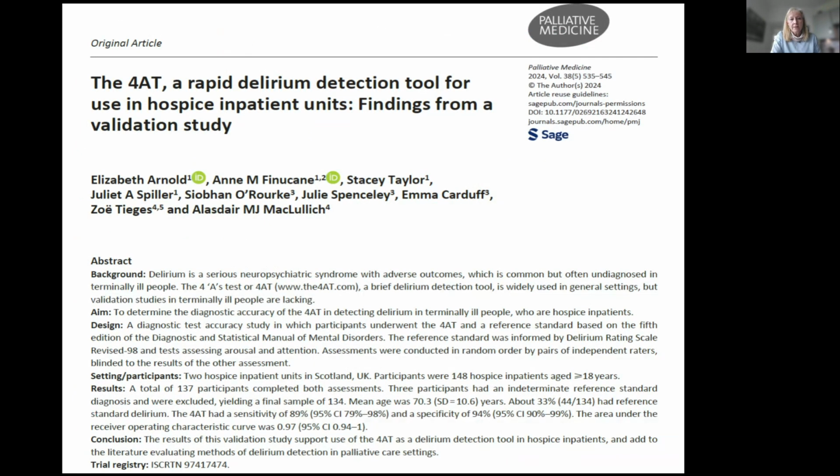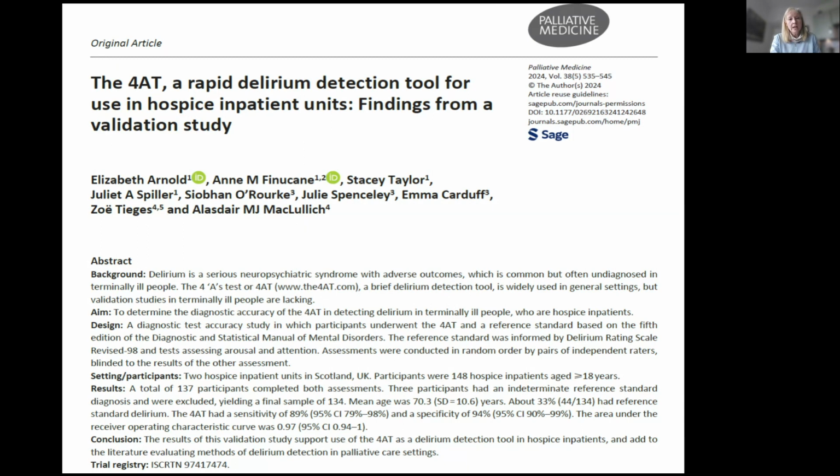And one of the most significant publications, I think, that's come out of certainly the Scottish delirium research team recently is this, which is a validation study. I think anybody in palliative care research will understand how almost impossible it is to do a validation study in palliative care research, full stop. So really all credit to Liz Arnold and the team for taking this on and completing an extremely successful validation study across the Edinburgh and Glasgow hospices.